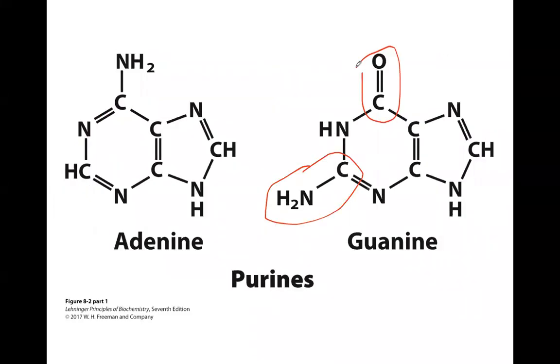Carbonyl top, NH2 bottom. So knowing the structure of the pyrimidine cytosine, you should be able to draw the structure of the purine guanine. Just switch these two positions. But how do you know that it's guanine and cytosine?